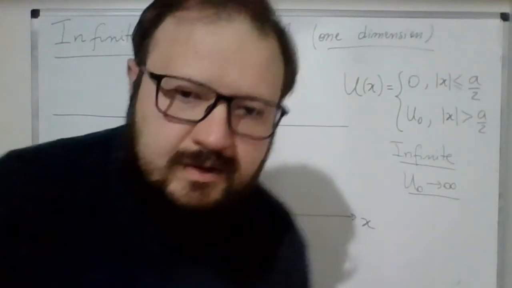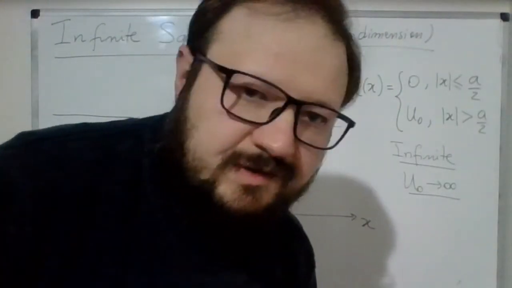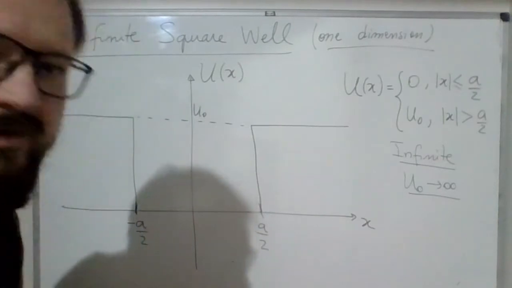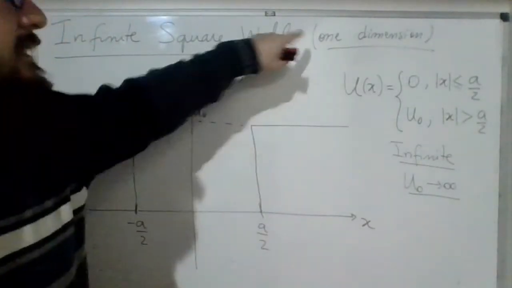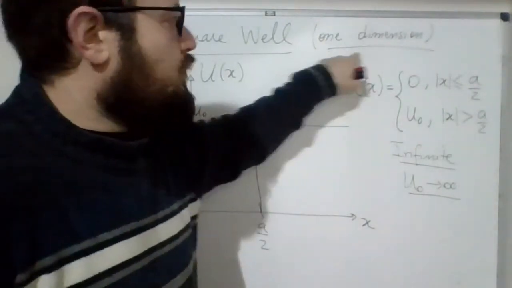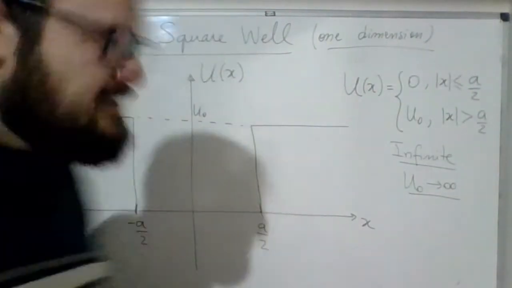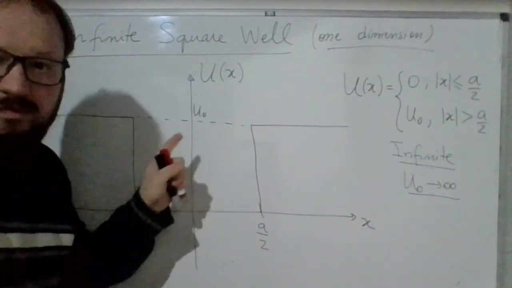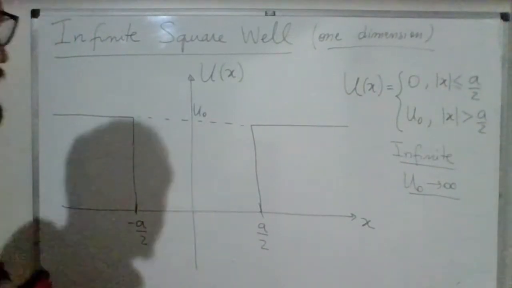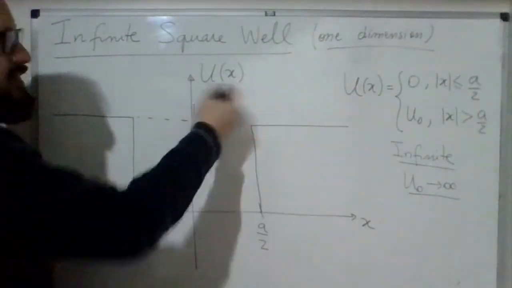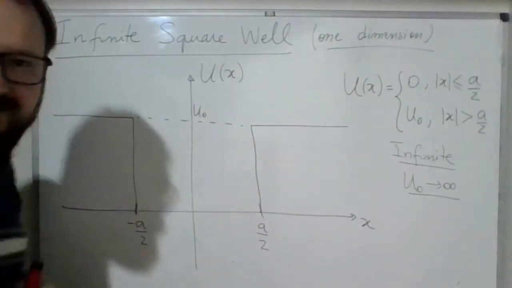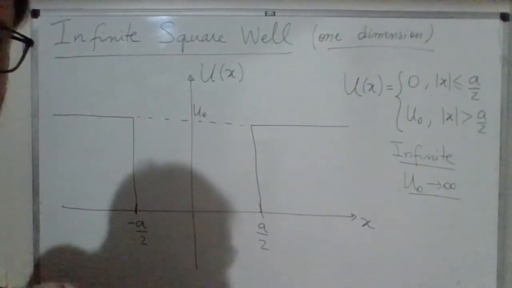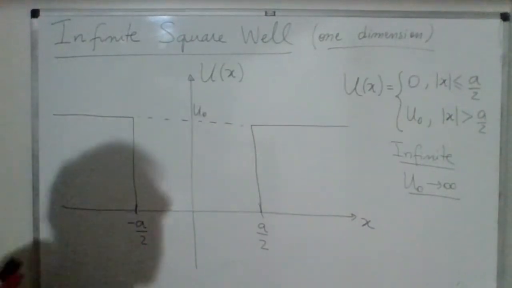Hi everybody. In this lecture we will discuss the infinite square well. It's a very interesting quantum mechanical problem. We will deal with the problem in one dimension for space dimensions. So the potential energy is a function of the variable x. It doesn't change in time, so it's a static well.